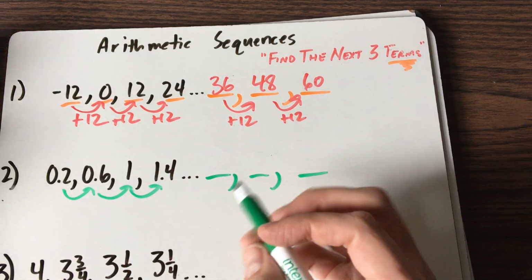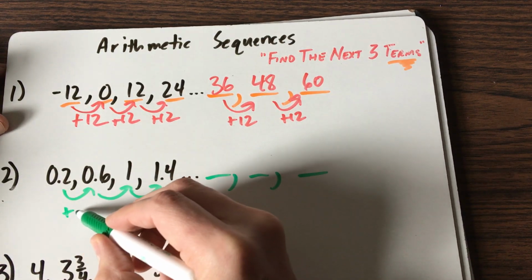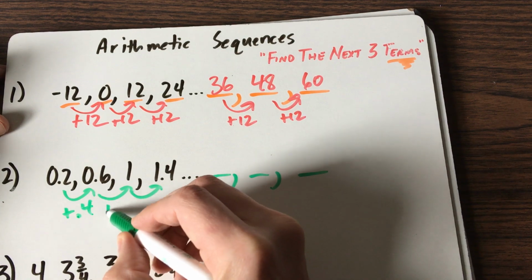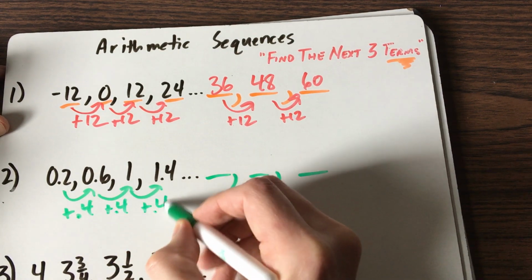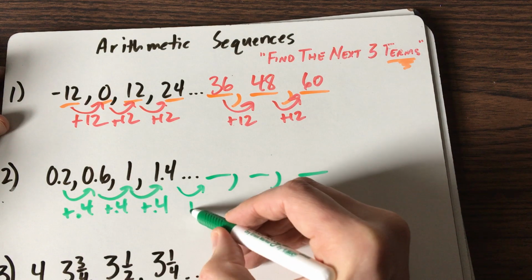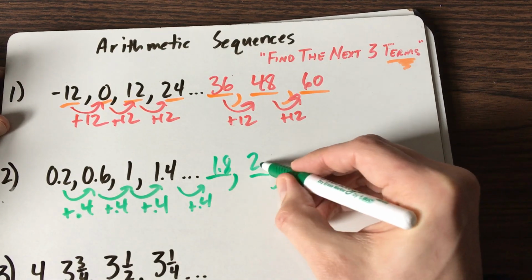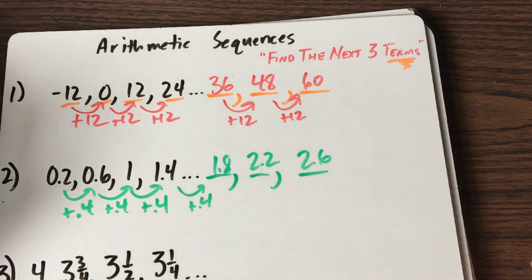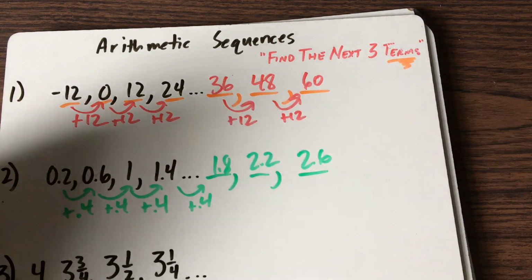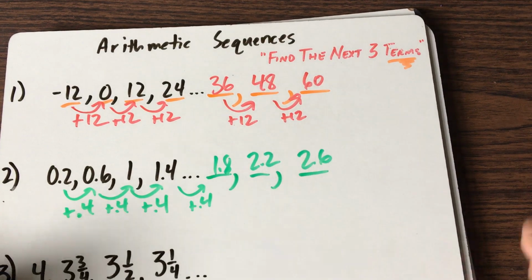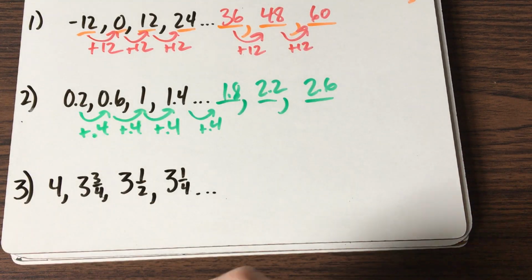This is obviously getting bigger, so it's going to be adding a positive, is that 0.4? I believe it is. So if I add 0.4 again, 1.4 plus 0.4 is 1.8, and then 2.2, and then 2.6, right? A lot of these patterns you can do in your head completely, and that's what makes them kind of nice. Don't really need a calculator for a lot of them, although you might.